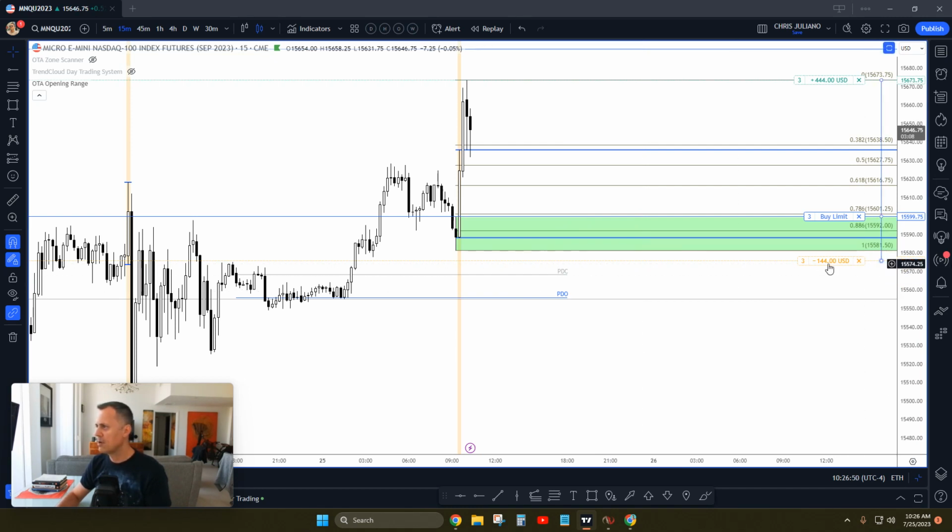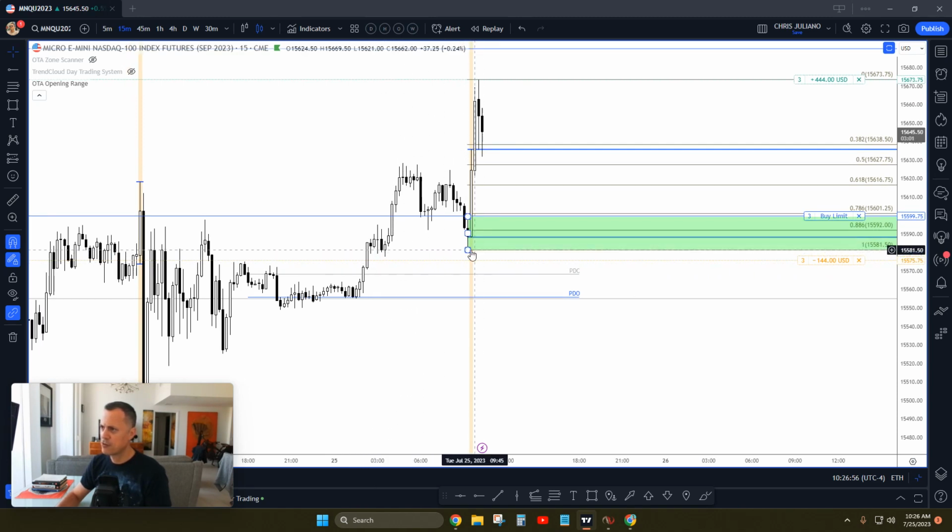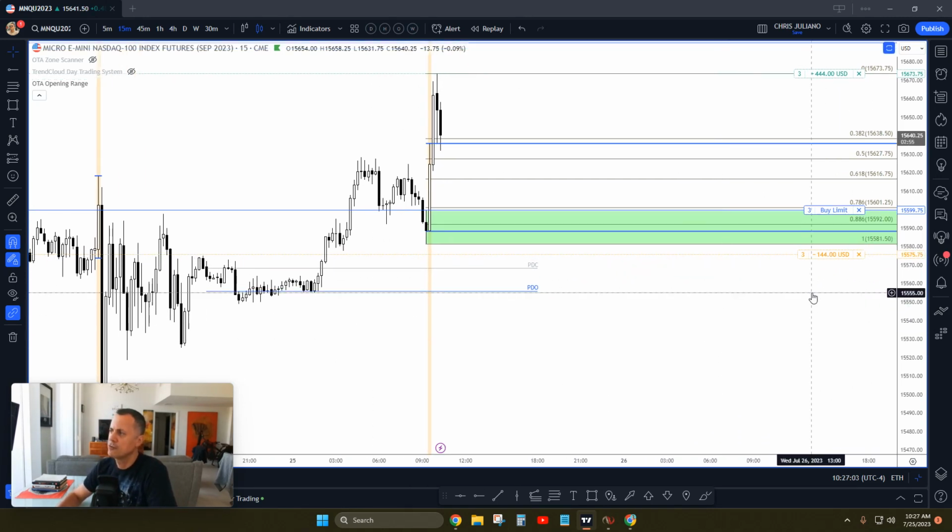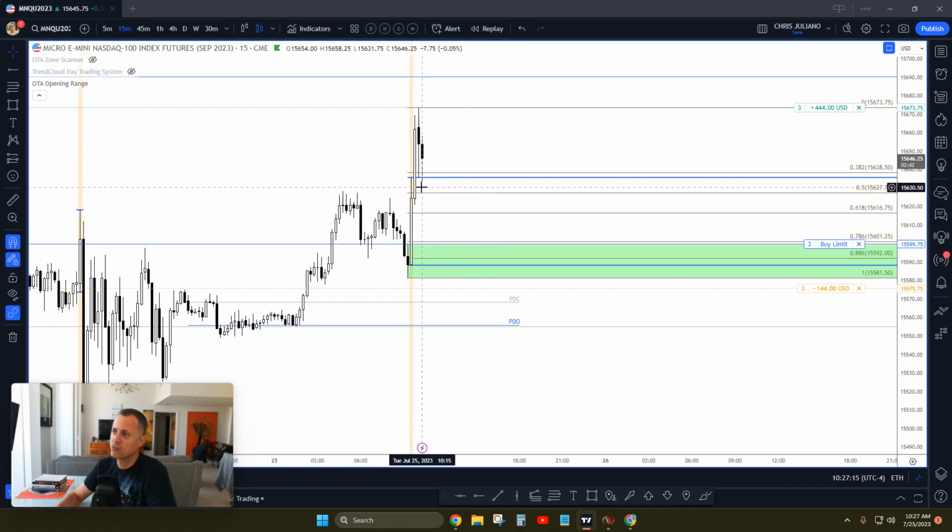Now I am putting my stop loss under this candle right here because look at how close that structure is. So I'm just going to use the structure. This is well within my risk tolerance, $144 risk. And hopefully this works. It might not work. Okay, this might never come back. It's really reacting off of that 5-minute zone right here.